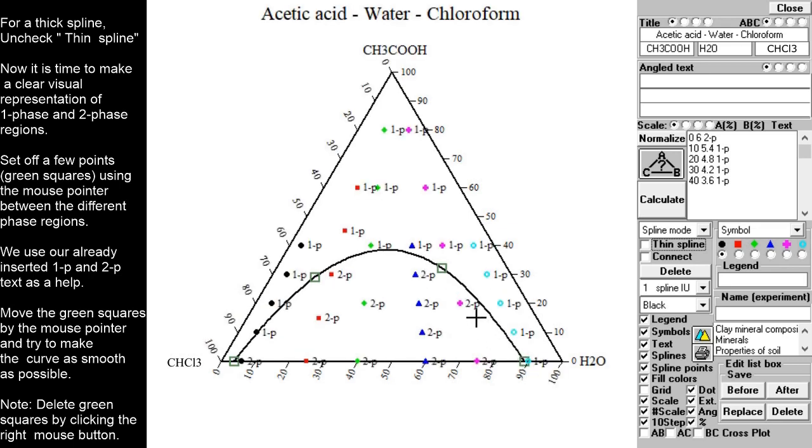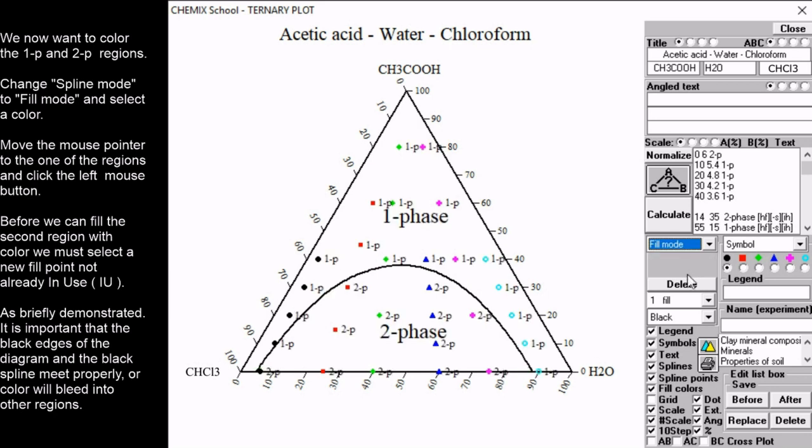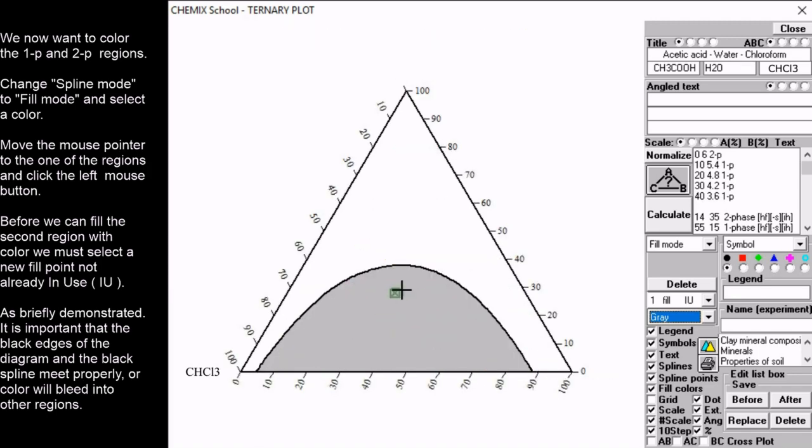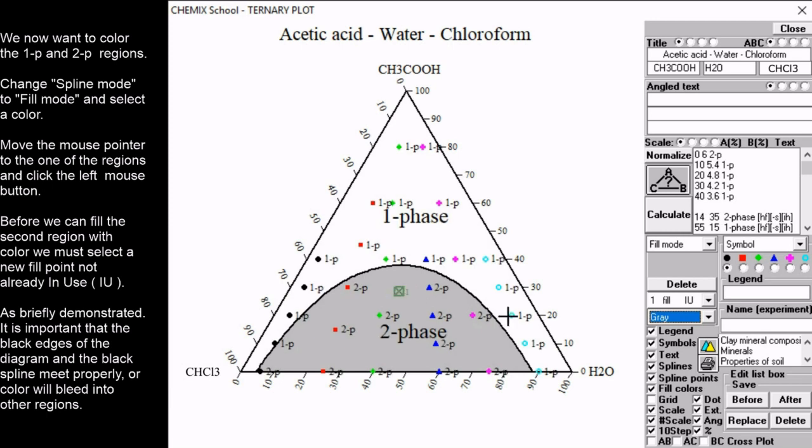It is time to colorize both regions, but first we have to change from spline mode to fill mode. After a color has been selected, we can colorize the two-phase region by left-clicking the mouse. It is possible to move the scaled fill point by the mouse. It is important that the black edges of the diagram overlap with the spline or color will bleed into other regions.